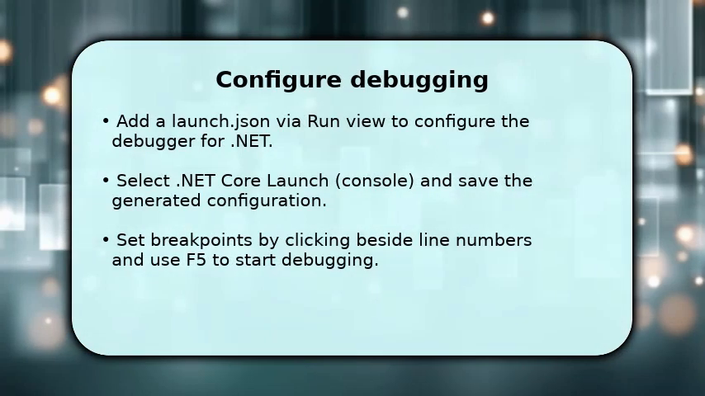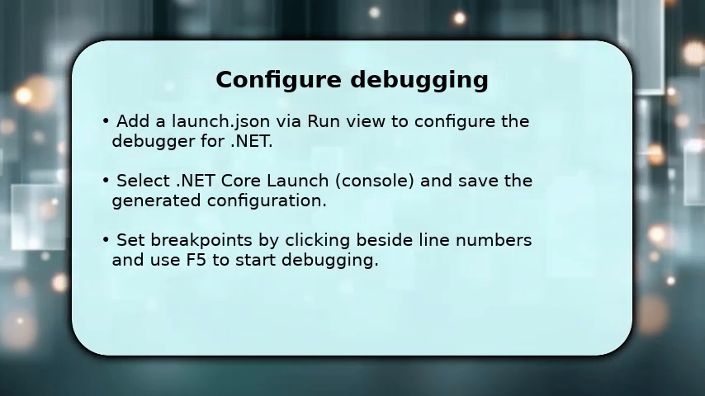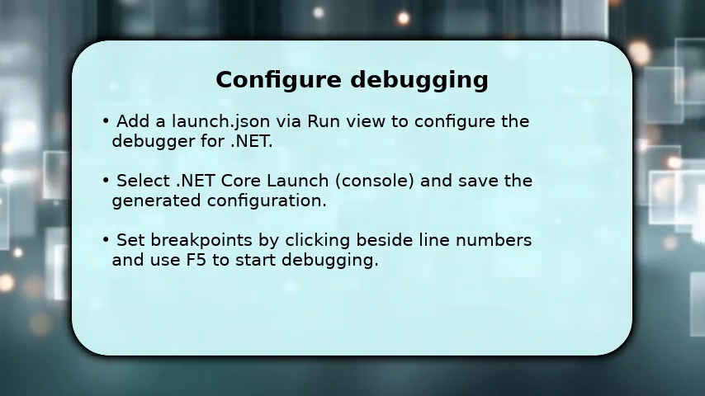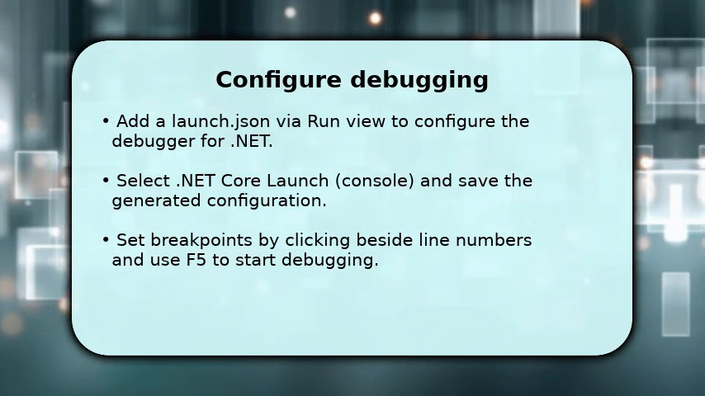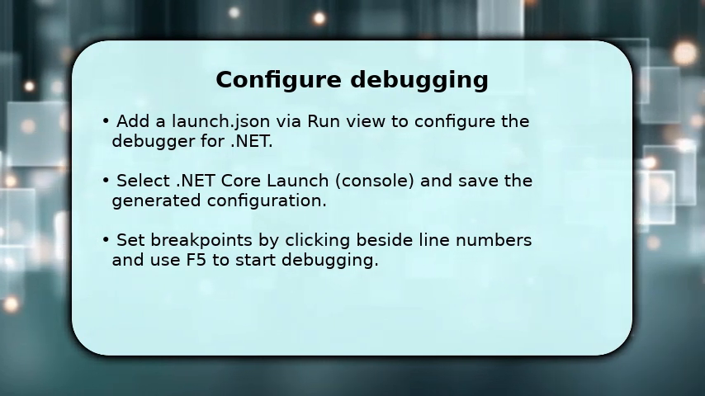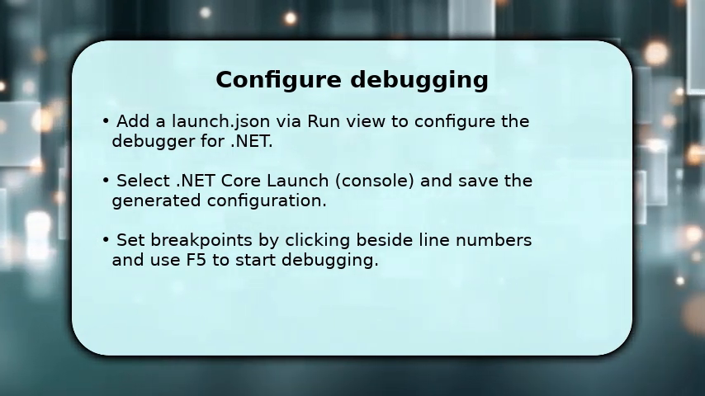Open the Run view and click Create a launch.json file to configure the debugger for .NET. Choose .NET Core Launch (Console) and save the generated configuration in the .vscode folder. Verify the program entry and args fields match how you want to run the app.